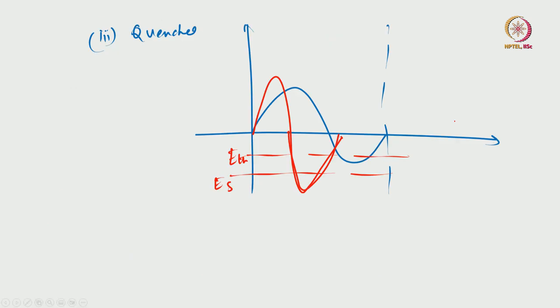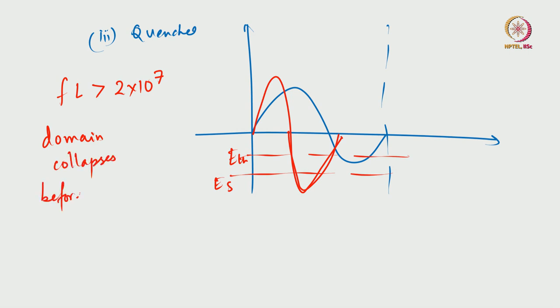In quenched mode, your oscillation frequency is pretty high, so the product of frequency times length is more than 2 × 10⁻⁷. The domain collapses before reaching the anode. Once you cross ETH, you do not have the negative differential resistance, and once you go below the ES, your domain collapses before reaching the anode. Until you cross this threshold again, a new domain cannot form.